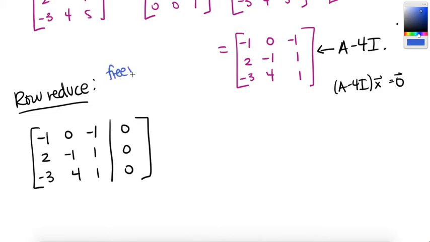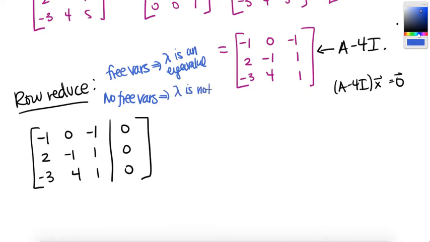So if you end up with a non-pivot column with a free variable, that means that your lambda is an eigenvalue, okay? And if there's only the trivial solution, if there's no free variables, then lambda is not an eigenvalue. And so let's just take a little aside here. We have a 3 by 3 matrix, a square matrix. We're talking about whether there's free variables or not.